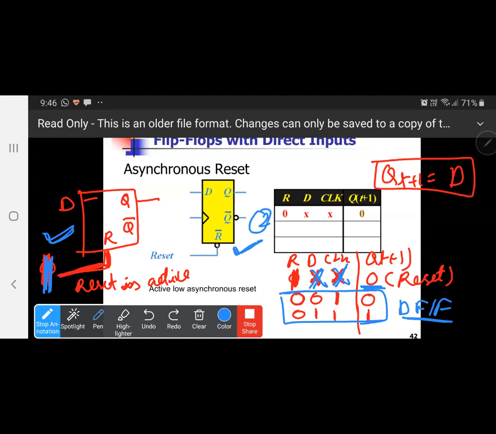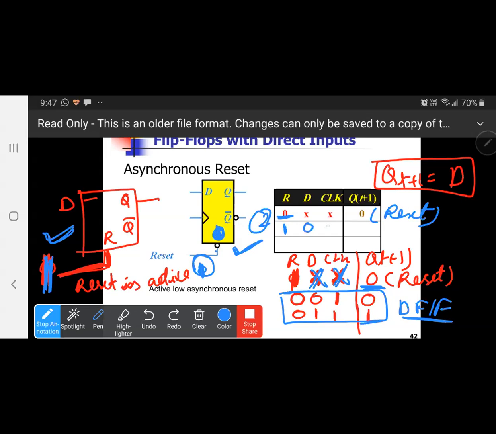But what are the changes for this second circuit? It is with the bubble. With the bubble, if R is 0, then with the bubble it becomes 1 here. So if R is 0, will it give you the reset result or not? Yes, it will work as reset now. But if you want it to work as a normal D flip-flop, what should be the value of R? 1. Because if this is 1, then with the bubble it is 0. That means there is no reset condition.